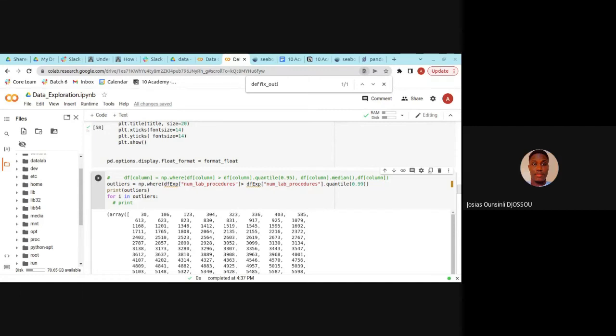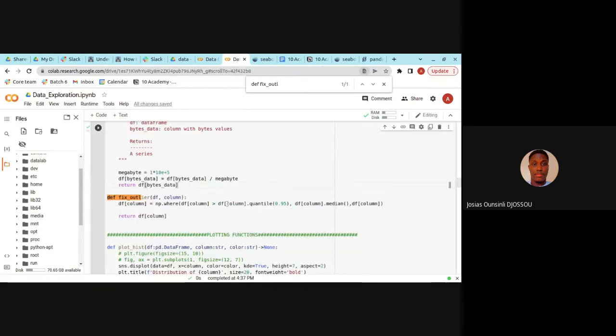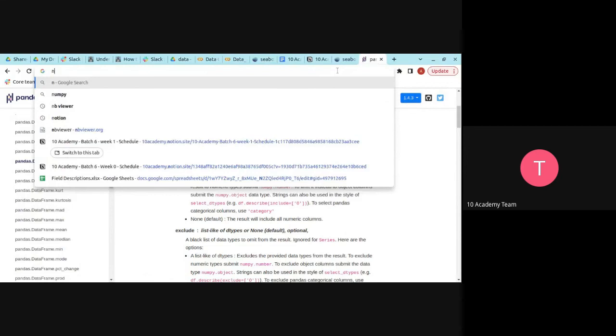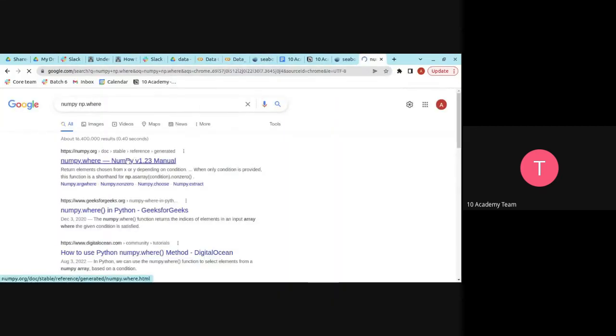Yes, I would like to understand the code in the function fix_outliers. I got the first part, but after that I'm seeing the colon median and the colon, so I would like to know what the second part is doing. Okay, so I think we can go to NumPy's documentation and have a look.